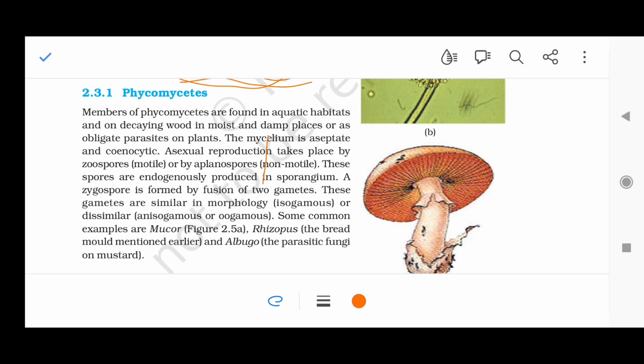The mycelium is aseptate and coenocytic. This one is the most important line from the exam point of view. The mycelium is aseptate and coenocytic. We discussed earlier that aseptate means there are no divisions in the mycelium, and the nuclei are present without having a partition. That is a condition of multinuclei stage, that is called coenocytic stage.